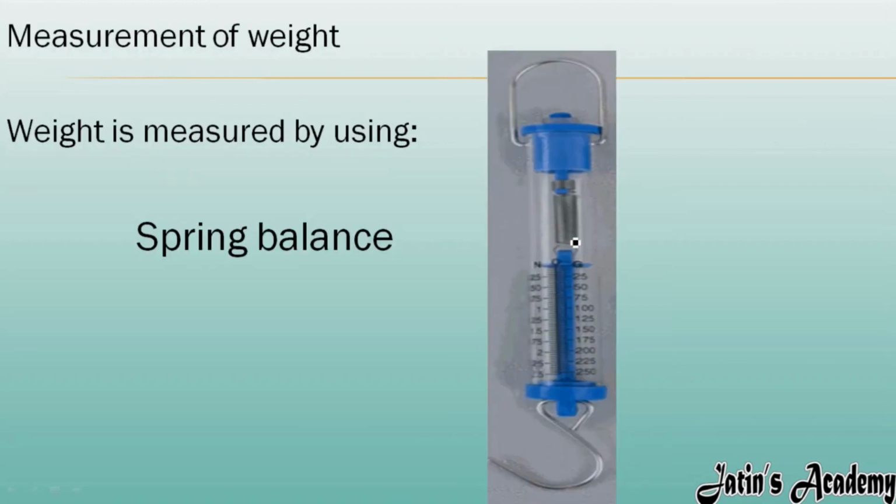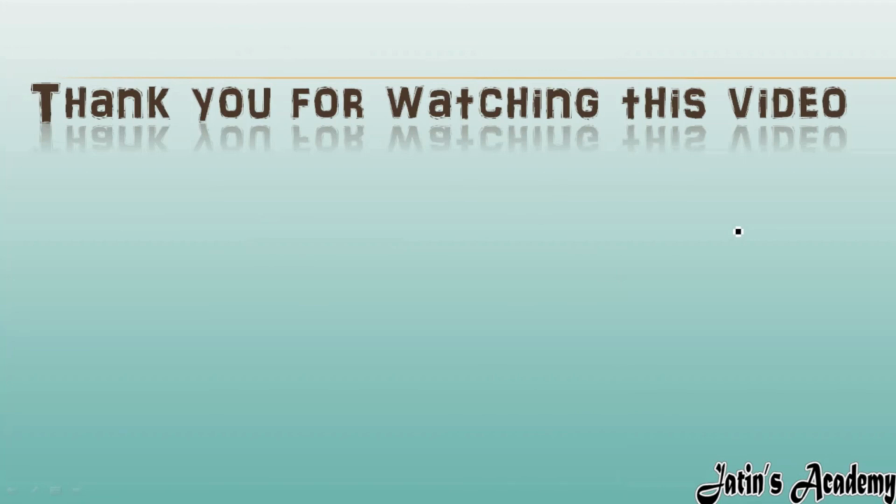Next we have measurement of weight. Weight we measure using a spring balance, whereas, as I told you, mass we measure with the beam balance. This is the beam balance, and weight we measure by the spring balance, in which one spring is tied. When we hang a weight here, the spring will elongate, and it will give you the reading of the measurement of weight. So this is all about your chapter number 2, that is motion.